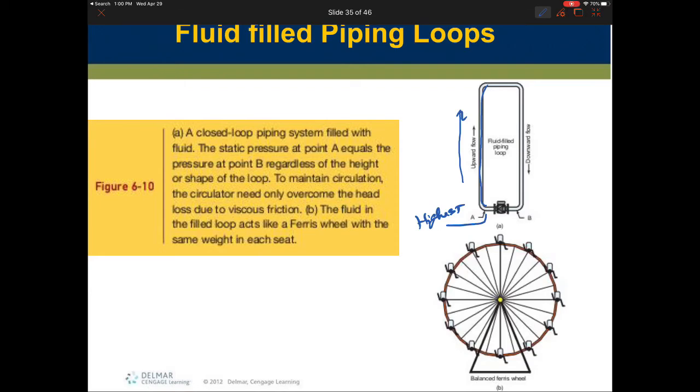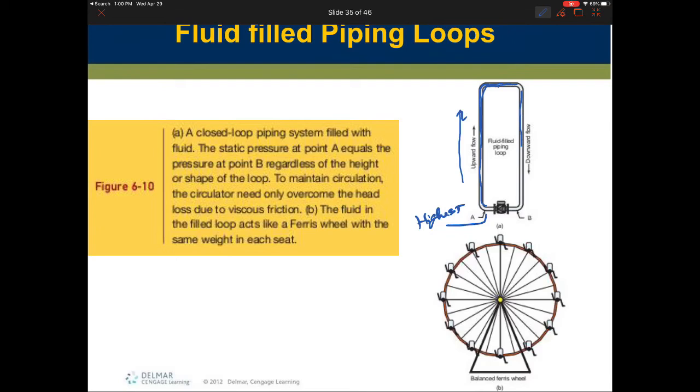As I travel upward, I am losing head due to the resistance of the piping as well as going vertically up. Every time I go up 2.31 feet, I lose another PSI purely due to the elevation head. Now, you might say, okay, what does this have to do with anything? Well, as I'm going up vertically, I'm actually losing head due to the elevation.